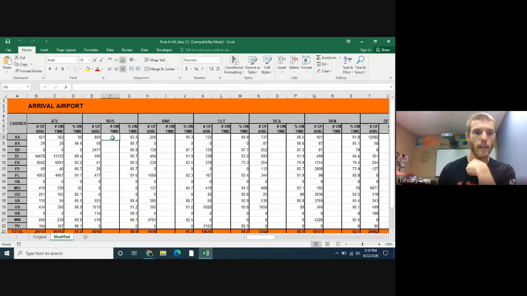So when I want to fill out what this cell is, I'm on cell F8. We're going to take the value in this cell, 809, multiply it by the value in this cell, 83.4, and multiply by 0.01. And that'll give me the value that goes right here. And I need to do that for every blank cell in this column, all the way down.